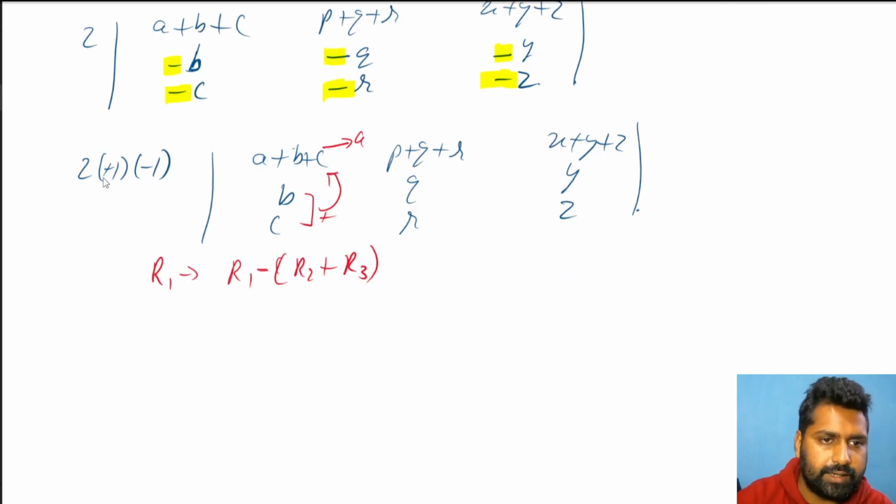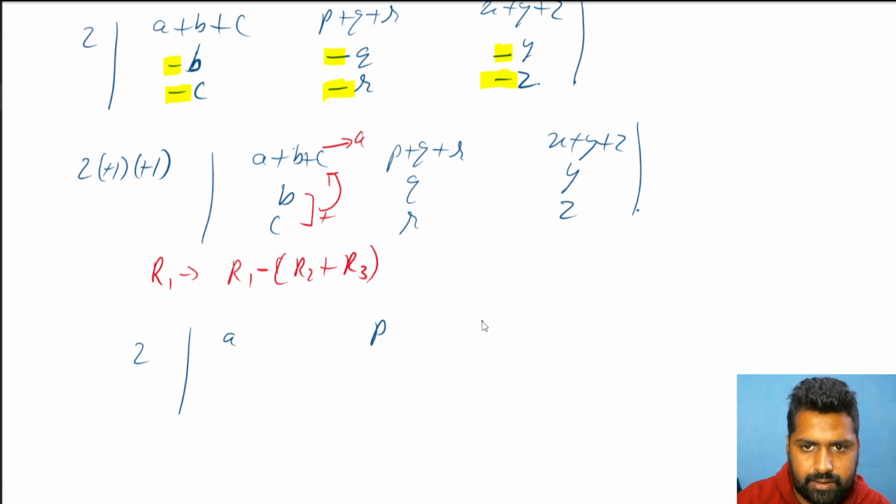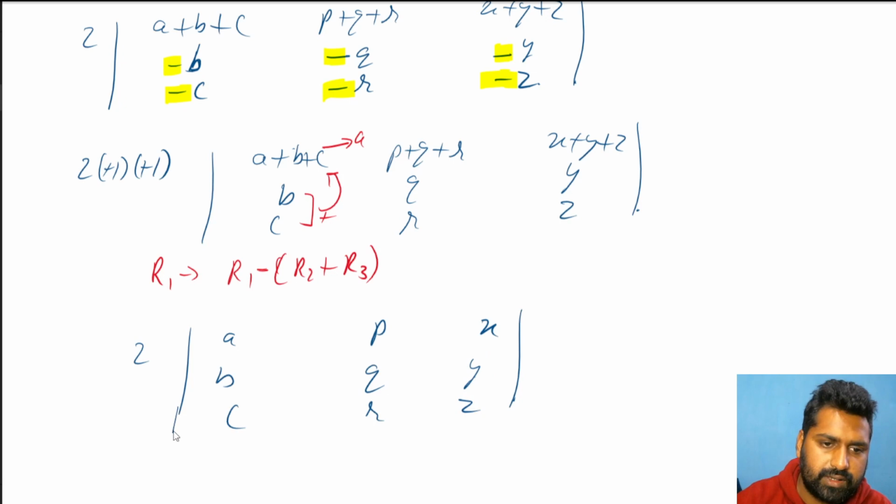Negative, negative, first of all, they cancel two times. This will become b plus c subtracted from this, so a will be left. Here p will be left, here x will be left. b, q, y, c, r, z. So we got Rk. This is Rk. So k is 2 as the answer.